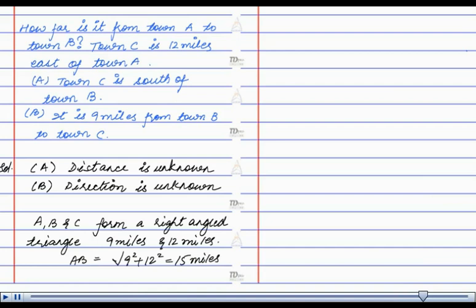Therefore, we need a combination of both these statements to answer the question. So the correct answer is option number 4.